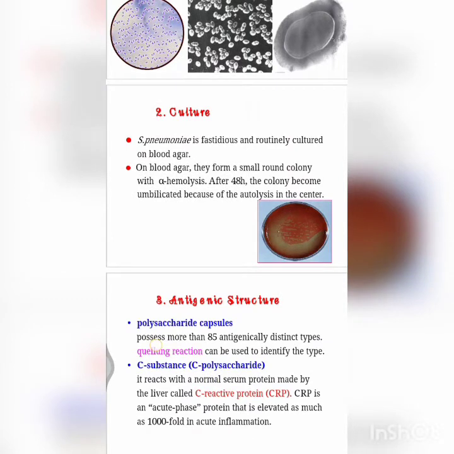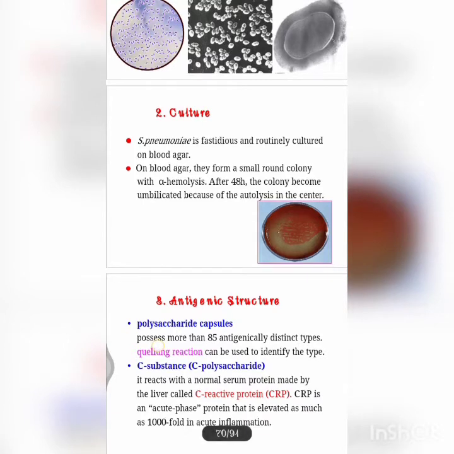Whether capsulated or not, we can find out by negative staining with India ink, and we get a clear halo around the bacteria. We also use the Quellung reaction, where the capsule can be seen as a refractile halo after mixing with homologous type-specific antibody, which combines with the capsular polysaccharide.